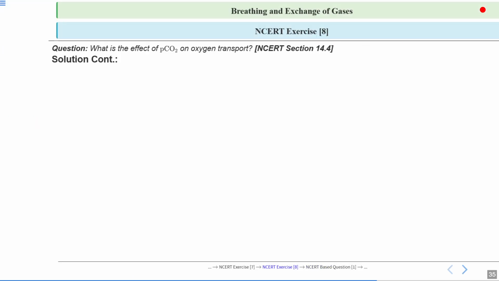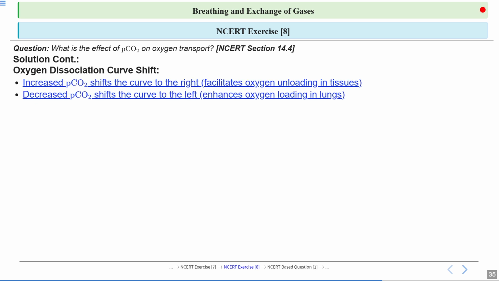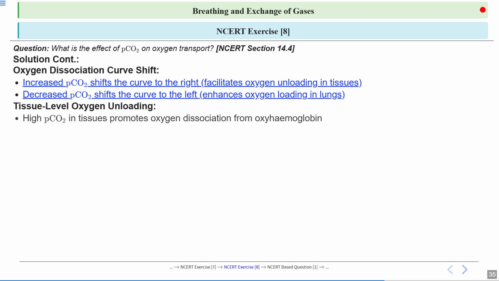So in this way, it is affecting the oxygen dissociation curve shift. Increased partial pressure of carbon dioxide shifts the curve to the right, facilitating the oxygen unloading in the tissue. It happens at the tissue region, right? Carbon dioxide increases, and unloading of oxygen occurs at the tissue point. Now decreased PCO2 shifts the curve to the left, right? It enhances the oxygen loading in the lungs.